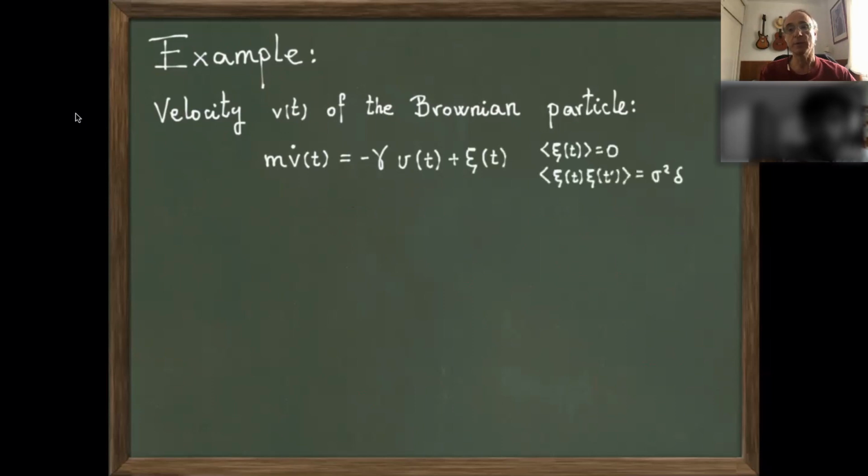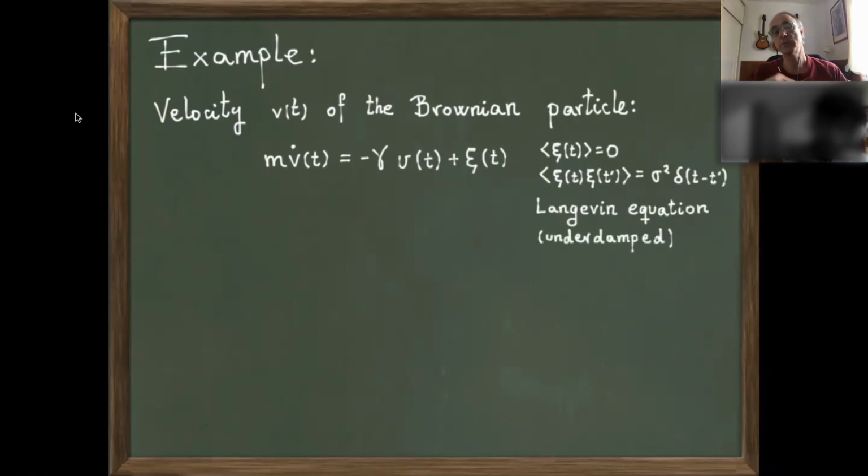This is the Langevin equation, which describes the velocity of a Brownian particle in the underdamped case. We will see later on that the overdamped case is the one that gives the Wiener process, but this is for underdamped, so a particle with inertia. So you have a mass here.